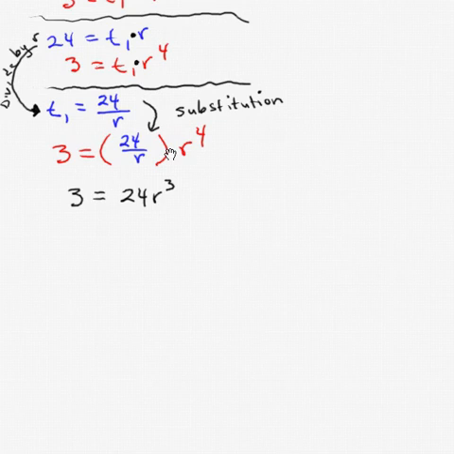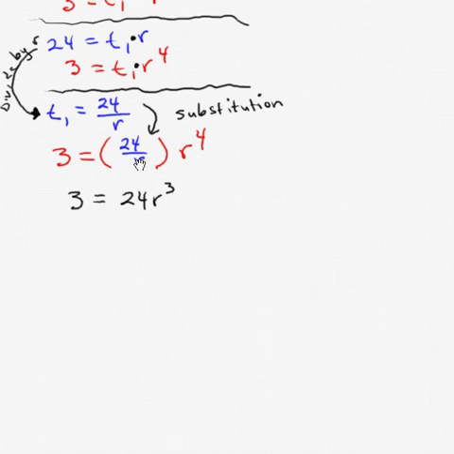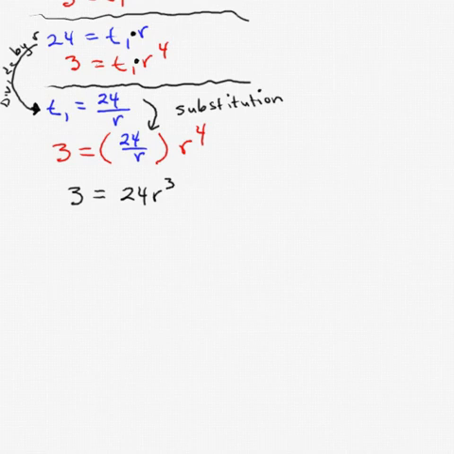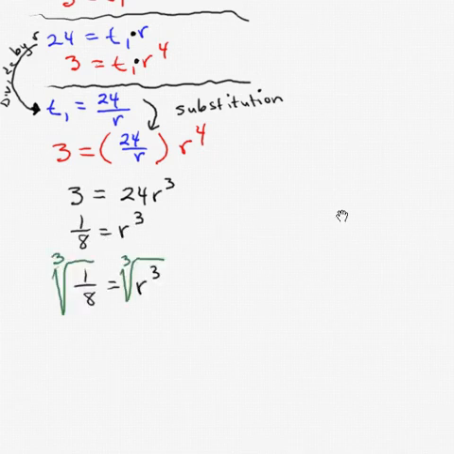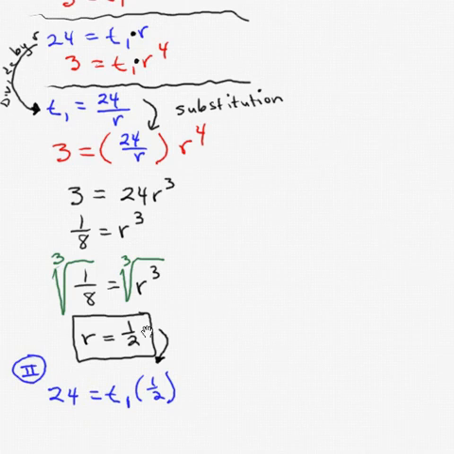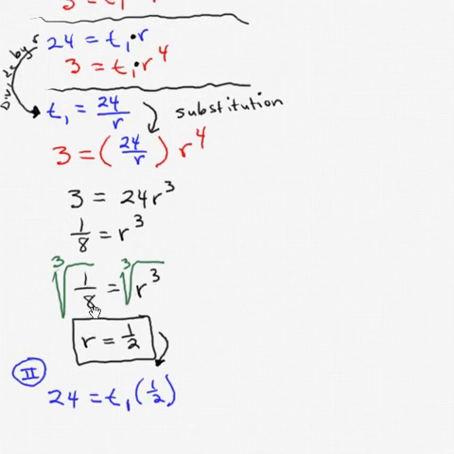r to the 4th times 24 over r. One of the r's cross reduces, and that's 24r cubed. Divide both sides by 24. So r cubed is 3/24 or 1/8. To find out what r is, take the cube root of both sides. The cube root of r cubed is r, and the cube root of 1/8 is 1/2. So the common ratio here is 1/2.